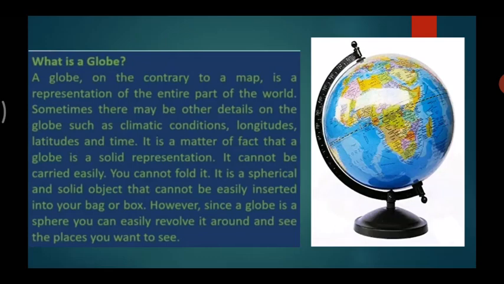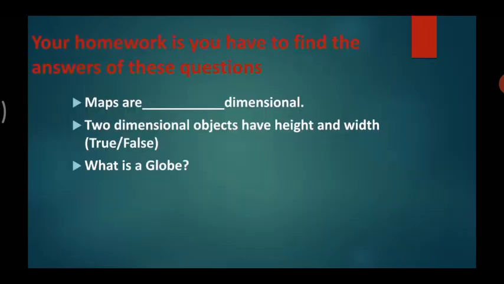Let's move forward. That's your homework: you have to find the answers to these questions. The first one is, maps are dash dimensional. The second one is true or false: two-dimensional objects have height and width. And the third one is, what is a globe?